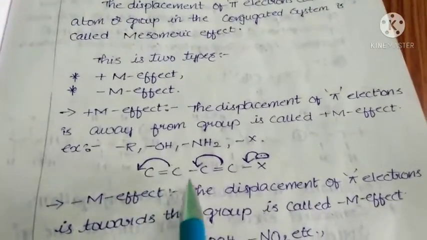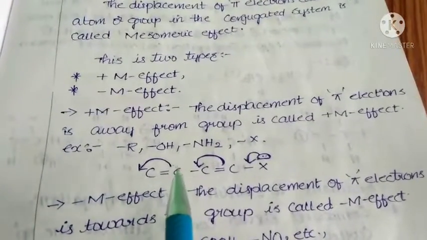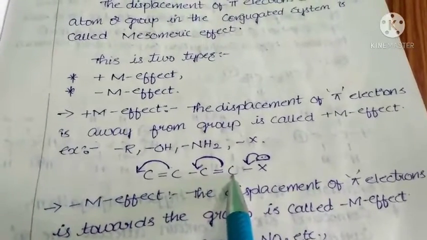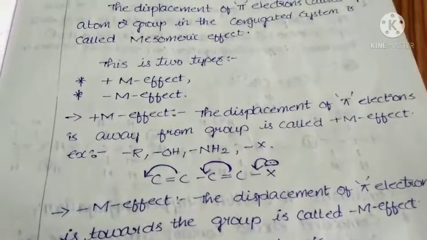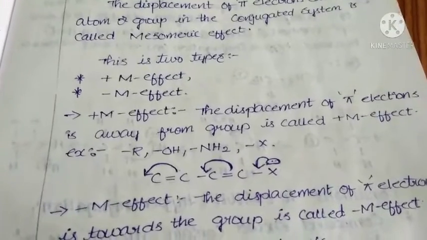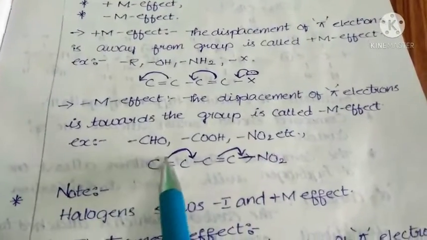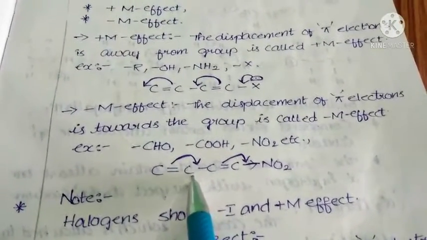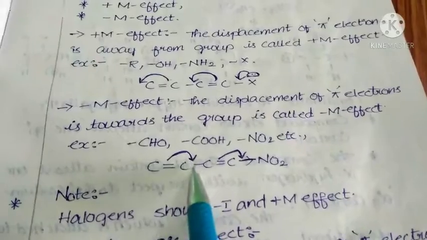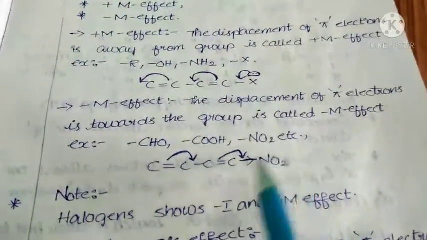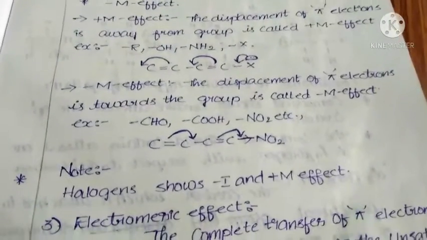Here also the same phenomenon takes place, but what is the difference? Here we take a conjugated system, there we take a saturated system. Here pi electron transfer takes place, there sigma electron transfer takes place. That is the only difference between plus M and plus I. Similarly, in the case of minus M effect, if an electron withdrawing group is present, then pi electrons move towards the electron withdrawing group, towards the group. That is called minus M effect, just like minus I effect.